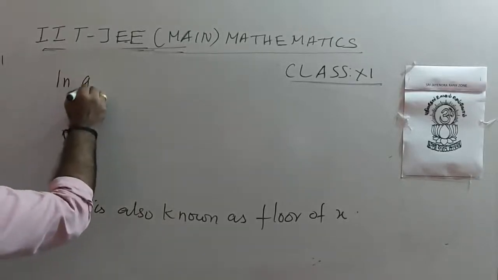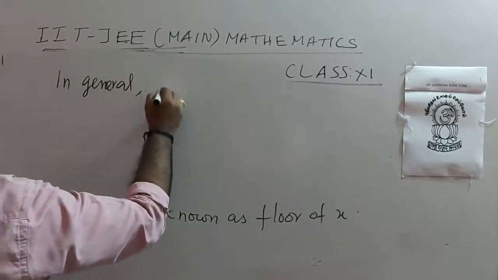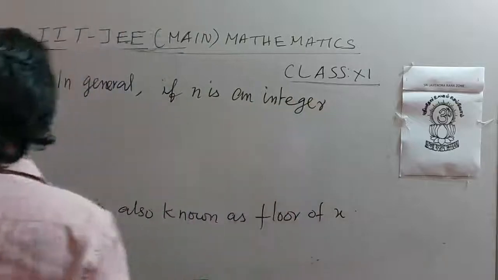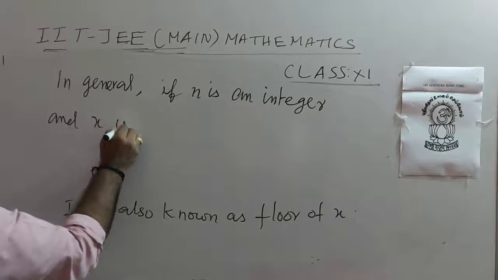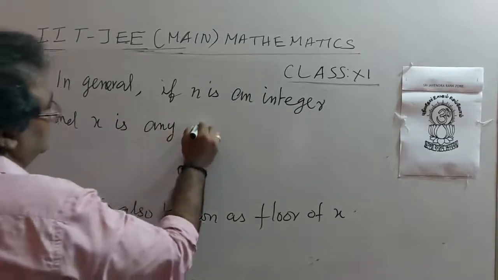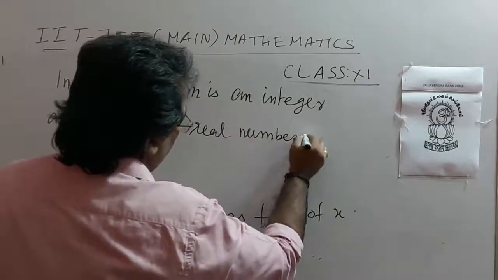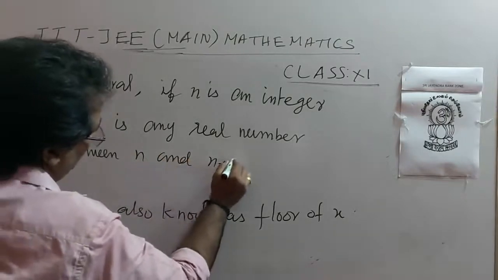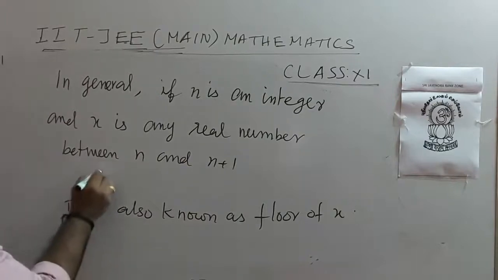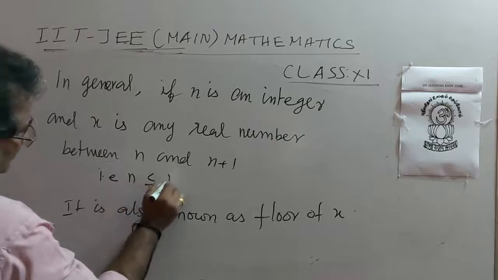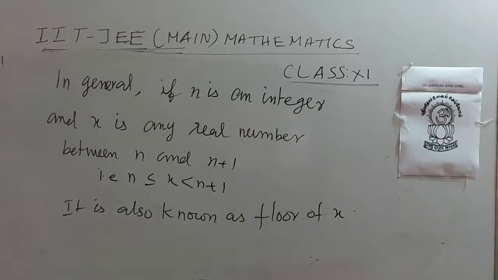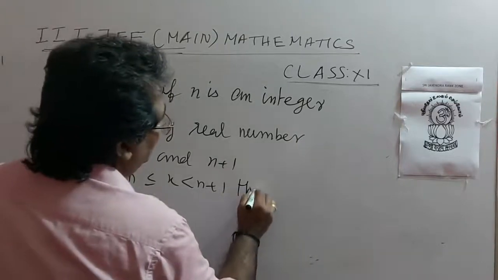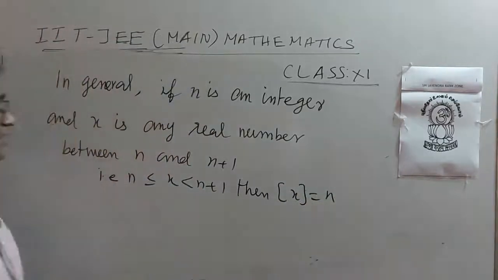In general, if n is an integer and x is any real number between n and n plus 1, that is, x lies between n and n plus 1, then the greatest integer function [x] is n.